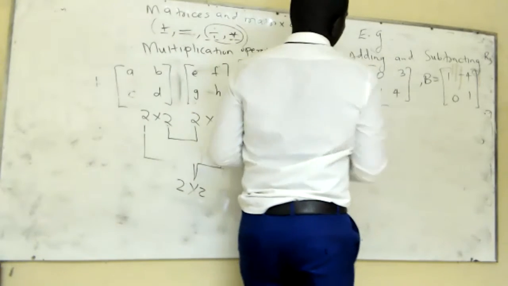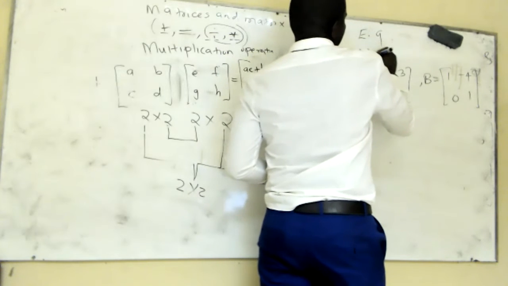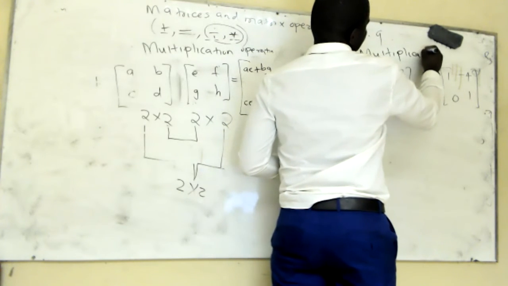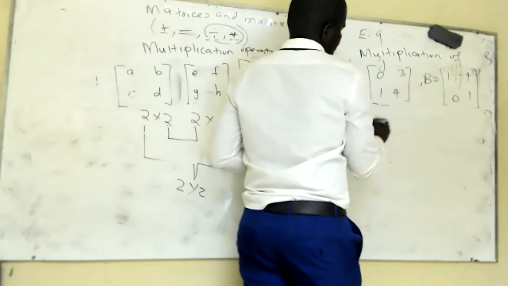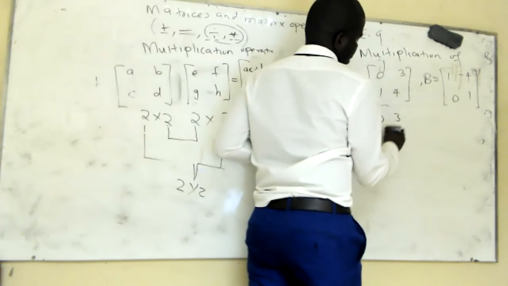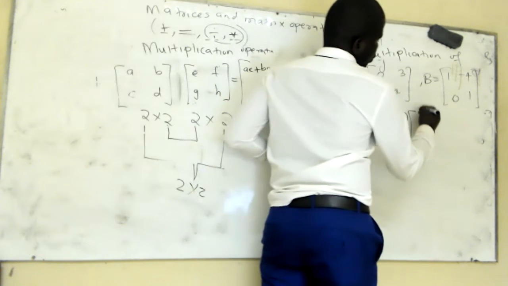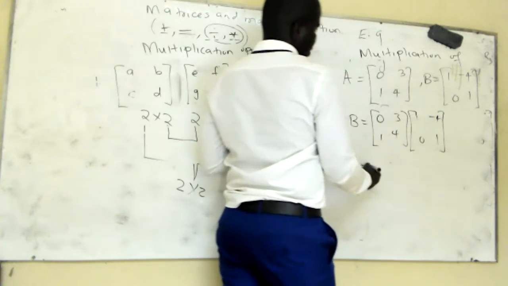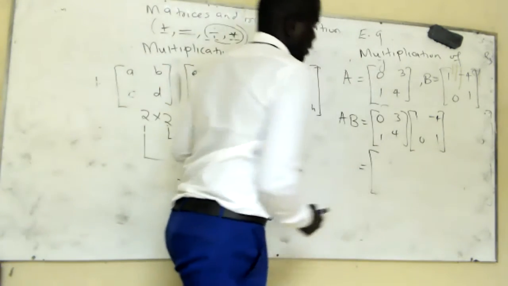Okay, let's say we are multiplying the matrices A and B. So the multiplication of A and B is going to be given by 0, 3, 1, 4. We don't put the multiplication sign in between. So we'll then have 1, negative 4, 0, 1. If we multiply these two, we follow this procedure. Let's follow that procedure and see what you get.